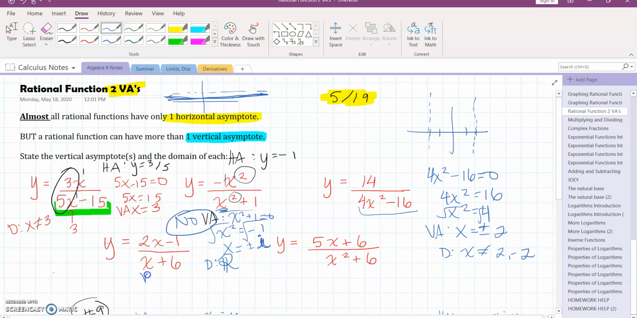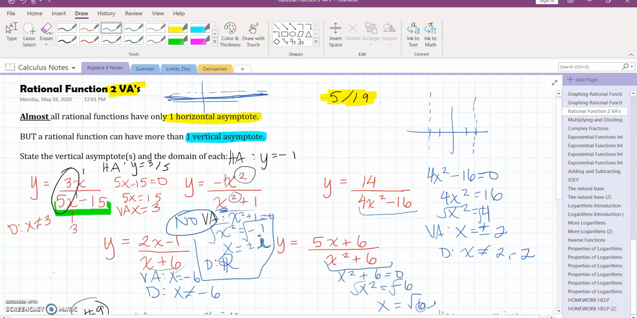One more here, our vertical asymptote in this case is x equals -6, because that would make me divide by 0, which means my domain is x should not be -6. And here I have x squared plus 6. Same denominator as here, it's just I've squared x. So in this case, you want to think, what would make my denominator 0? You can also do this algebra work. Square root of -6 is again imaginary.